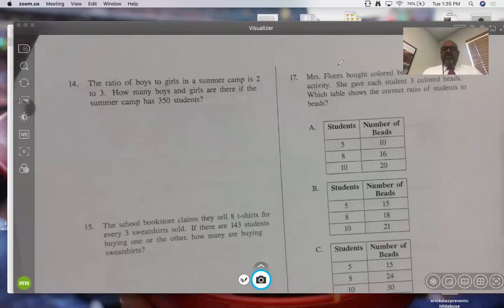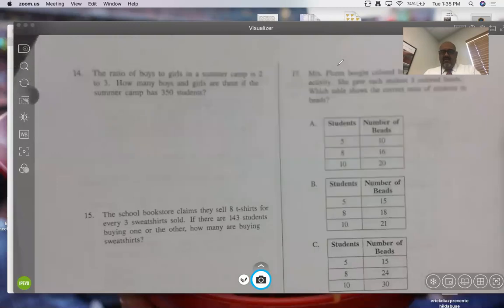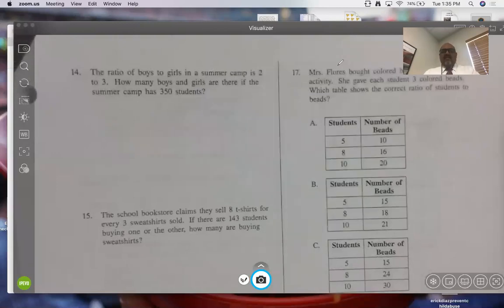So once again, we're on question number 14. And it essentially becomes an easier problem than you think.